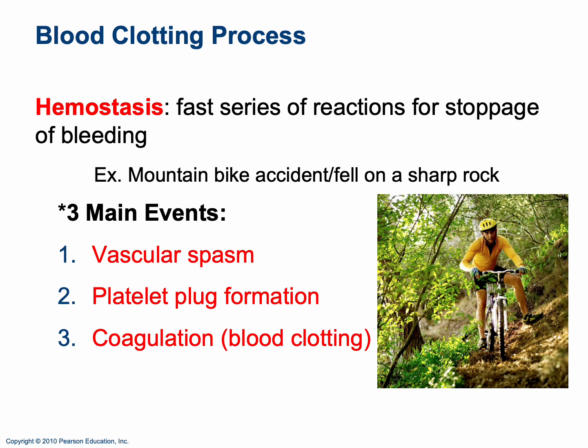All right, moving on. We're now going to take a look at the blood clotting process. And the term for that, you can see here, is hemostasis. So hemostasis is referring to that blood clotting process. Fast series of reactions for stoppage of bleeding. There are three major events related to this process of hemostasis. Stage 1, referring to vascular spasm or spasms. Stage 2, the platelet plug formation. And stage 3, coagulation. Really focusing on the blood clotting.